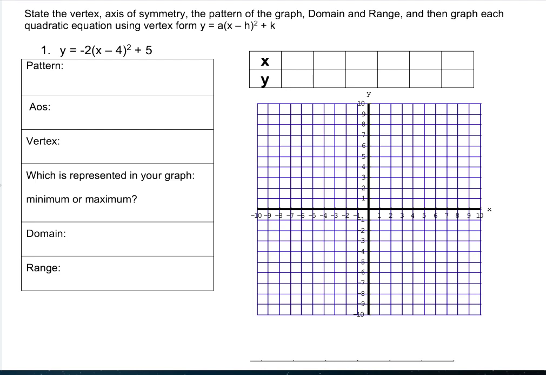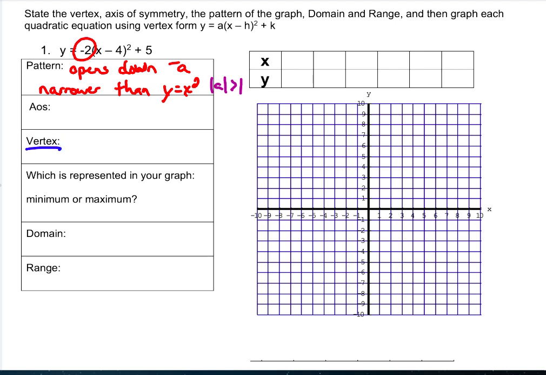So first, we focus on that A value. Here, A is a -2. So a negative number means it opens down because A is a negative. And then because A is a 2, that means it's going to be narrower than y equals x squared, narrower than our parent function, because the absolute value of A is bigger than 1. So what it's doing is it's causing the numbers to rise quicker and quicker, so they don't have as much time to spread out in both directions.